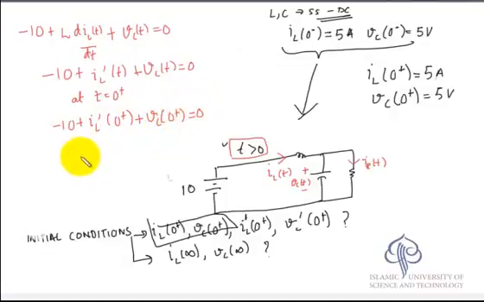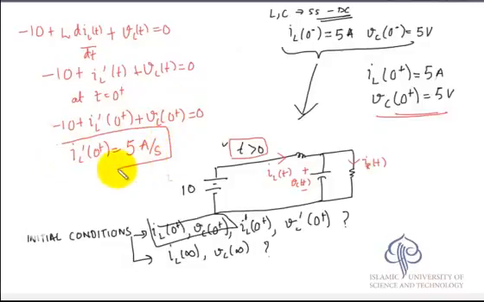This simply gives us the value of iL'(0+). iL'(0+) is going to be minus vC(0+) plus 10, and vC(0+) is already known, so it is minus 5 plus 10, that is 5. So this is 5 ampere. Remember, this is iL'(0+), so it's ampere per second. So this is another variable that we have found.